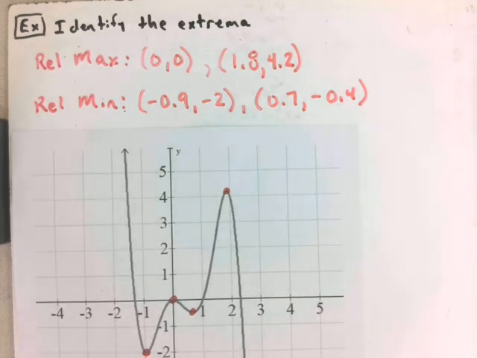So when you identify the extrema, you want to identify the peaks and the valleys. Those are the maximums and minimums. And then you want to look at those maximum and minimum values and determine if they are relative or if they are absolute maximums or minimums, and list those points out as ordered pairs.